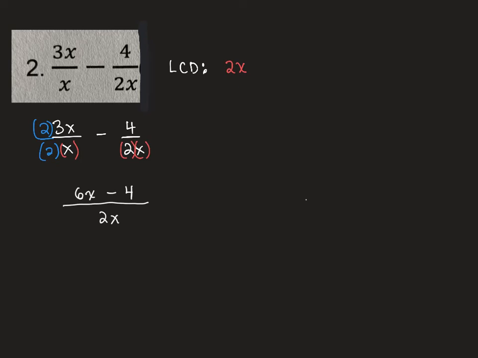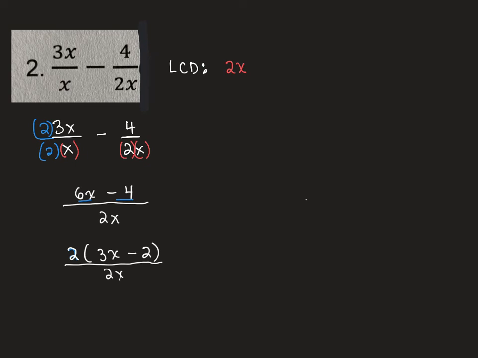However, there could be a common factor that we need to consider. I am looking at the numerator, 6x minus 4. There is a greatest common factor of 2 that we could take out. So we're going to do that. Factor out the 2, and that would leave behind 3x minus 2, all over top of 2x.